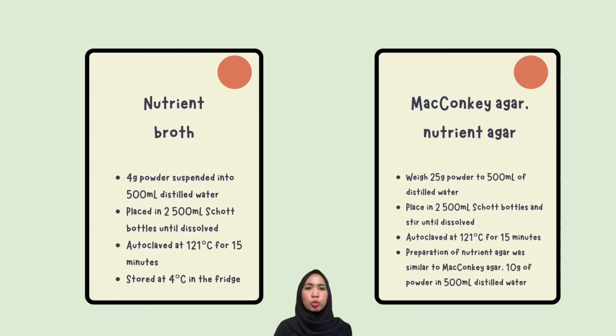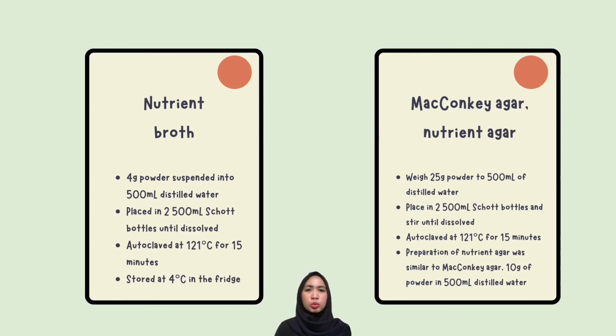MacConkey agar was prepared by weighing 25 grams of powder and adding 500 milliliters of distilled water. This step was repeated again to obtain a volume of 1 liter. The mixture was placed into 500-milliliter Scott bottles and placed onto a hot plate stirrer until fully dissolved. The mixture was autoclaved at 121 degrees Celsius for 15 minutes.